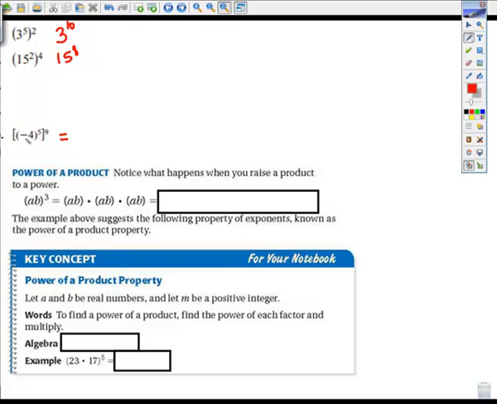But we're going to go to this one down here. Negative 4 to the 5th to the 9th. Negative 4 is in parentheses, so keep it there. And it's negative 4 to the 45th. Here's where those other two problems belonged.